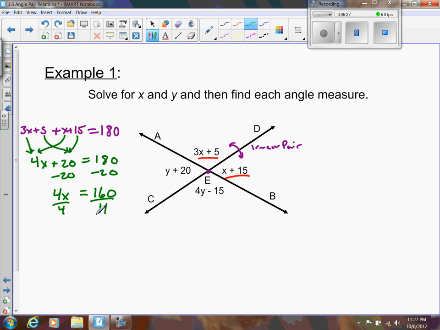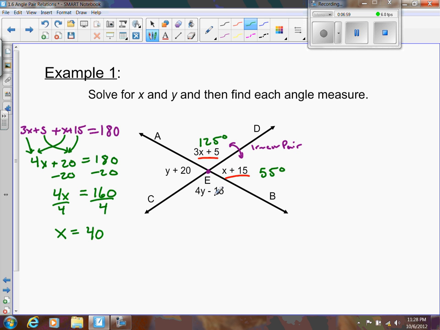Divided by 4, I'm undoing the order of operations, and I get x equals 4 goes into 16 4 times, so I get x is 40. So if x is 40, this angle here is 40 plus 15. It's a 55 degree angle. This angle would be 3 times 40, 120, plus 5, 125 degrees. 125 plus 55 is 180.